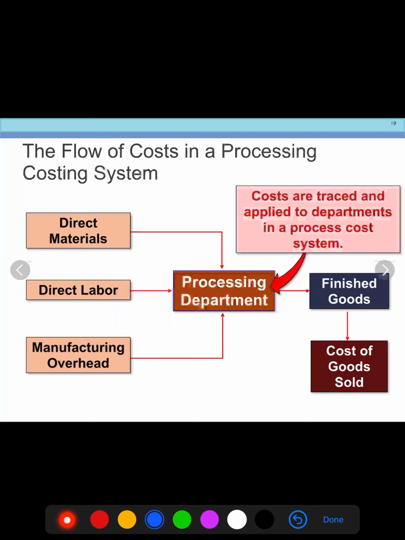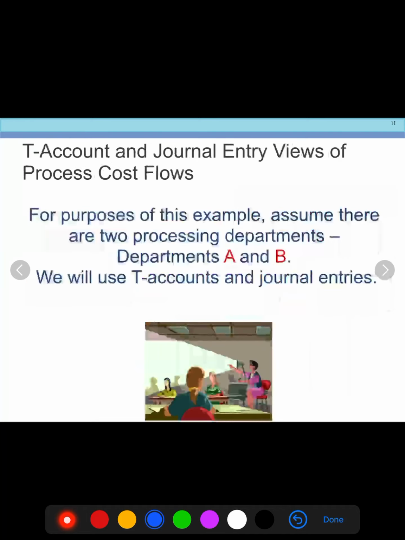On the other hand, in the flow of cost in a process costing system, again, all manufacturing costs are accumulated based on department or based on process. So if there are 3 departments, for example, in the manufacturing business, then costs are accumulated on each department. If it is completed, it will be part of the finished goods. If it is sold, it will be part of the cost of goods sold.